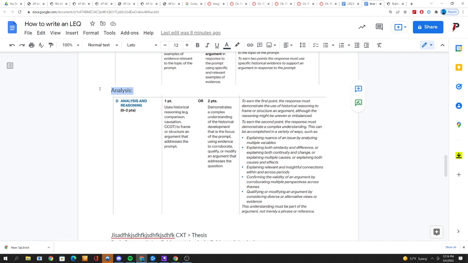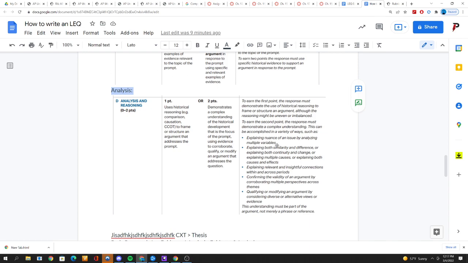The first point of analysis is the easier one to get. It's using historical reasoning, comparison, causation, CCOT, which is continuity and change over time, to frame or structure an argument that addresses the prompt. And portion 2 is demonstrates a complex understanding of the historical development that is the focus of the prompt, using evidence to corroborate, qualify, or modify an argument that addresses the question. So how do you get these points?